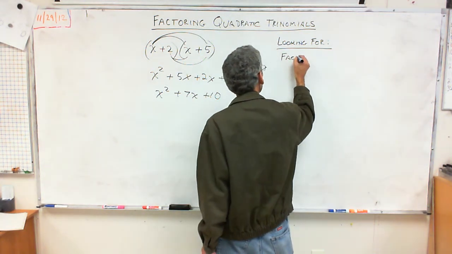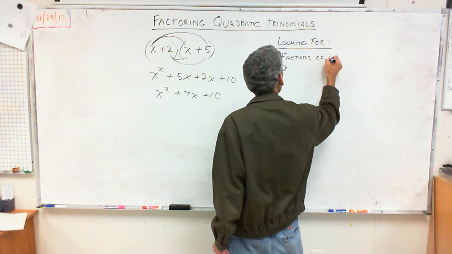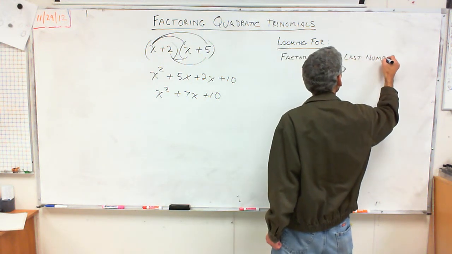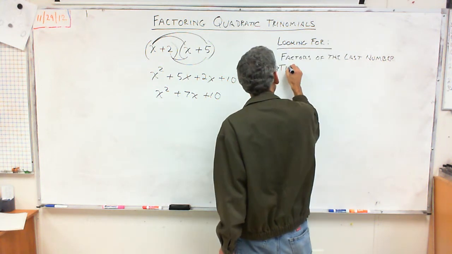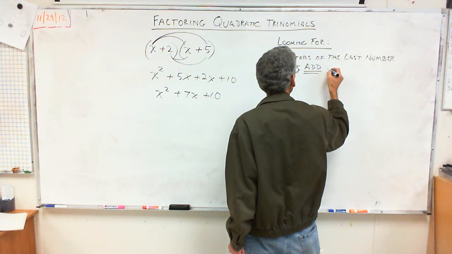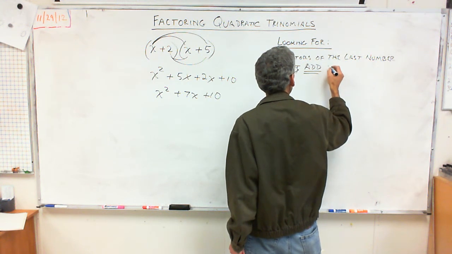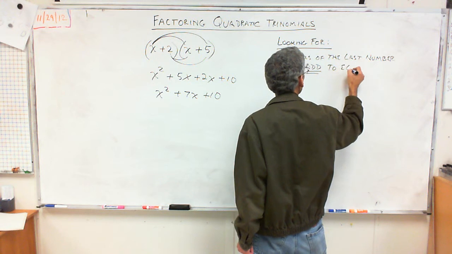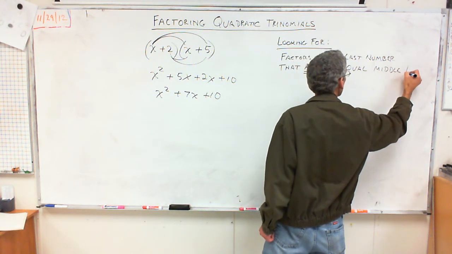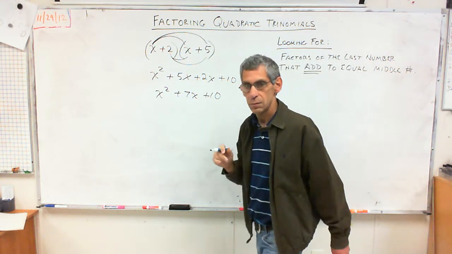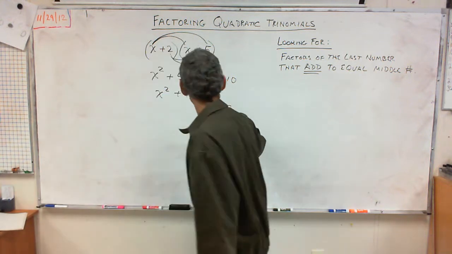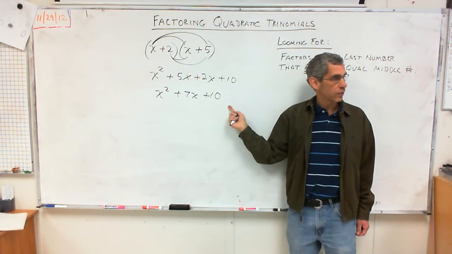Factors of the last number that add up to equal the middle number. Right? You guys remember this a little bit from last year? Yes? So my goal is to figure out what are my factors of 10.